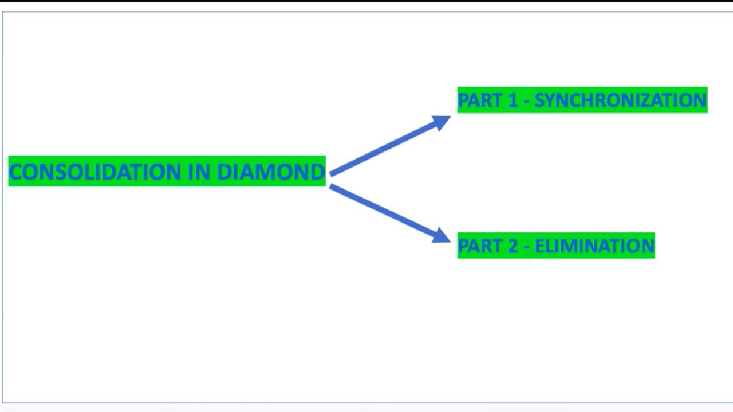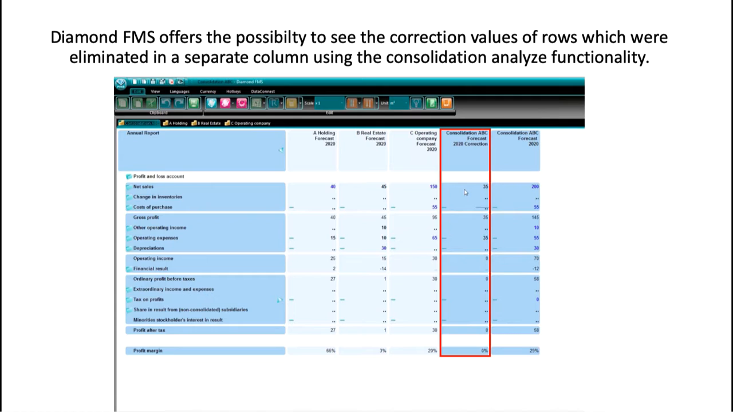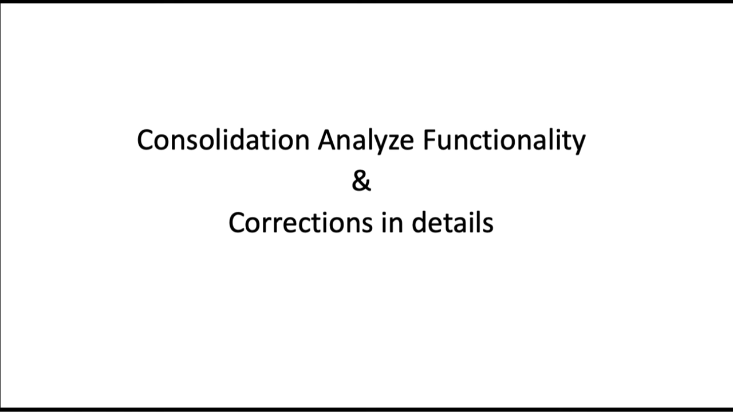In the previous 2 video tutorials, we completed the consolidation process. But what if you want to review and check out all the eliminations made to your consolidated file? DiamondFMS offers the possibility to see the correction values of rows which were eliminated in a separate column using the Consolidation Analyze functionality. So today we'll discover Consolidation Analyze functionality and look at corrections in detail.